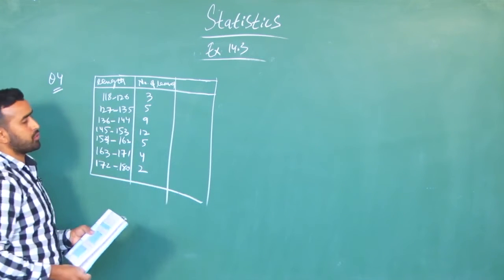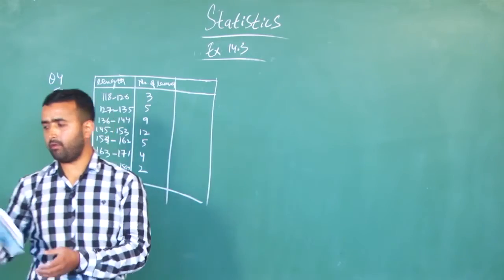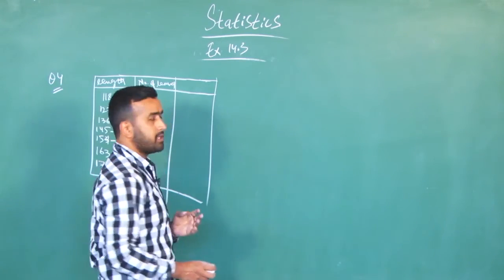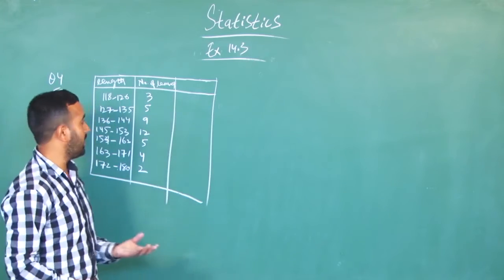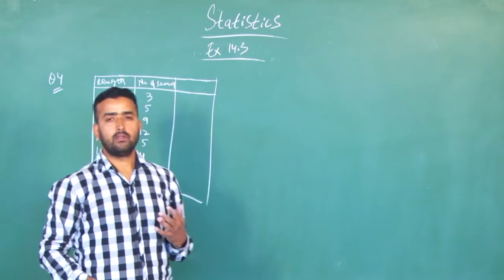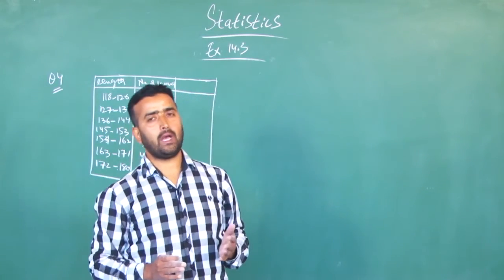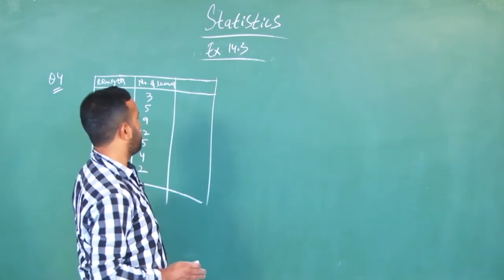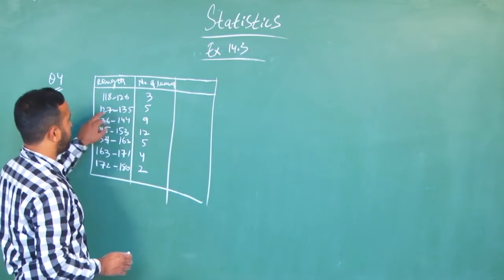We have to draw the histogram of this given data for the leaves of a tree. The length has been measured, and here the variable under study is length. Now, as we discussed, for drawing the histogram, we need to have continuous data. Now look at this table. Let us see what type of data it is.